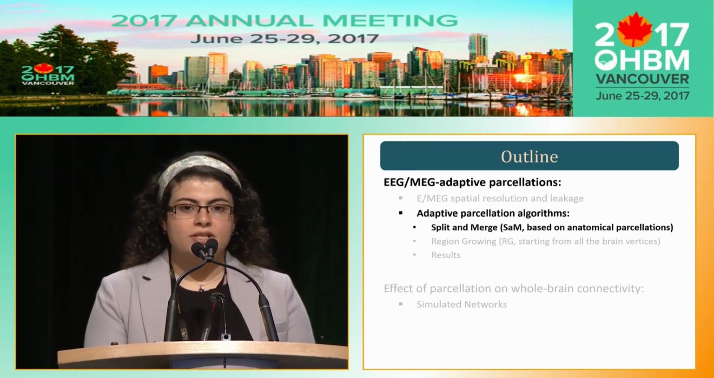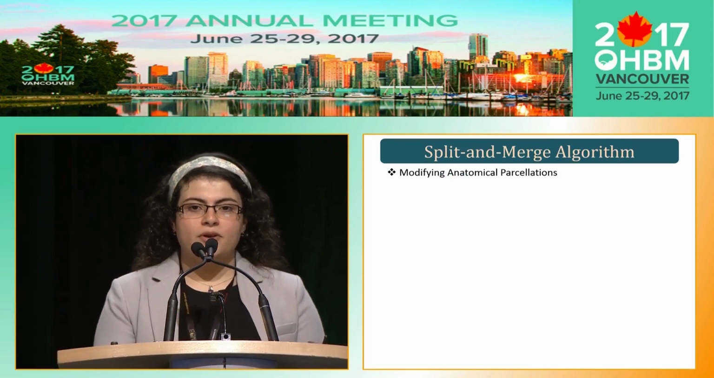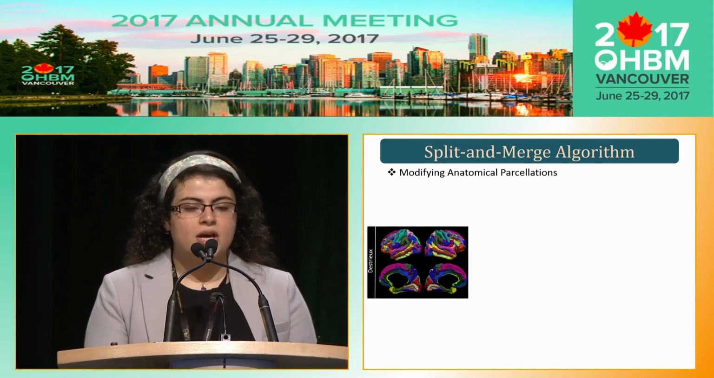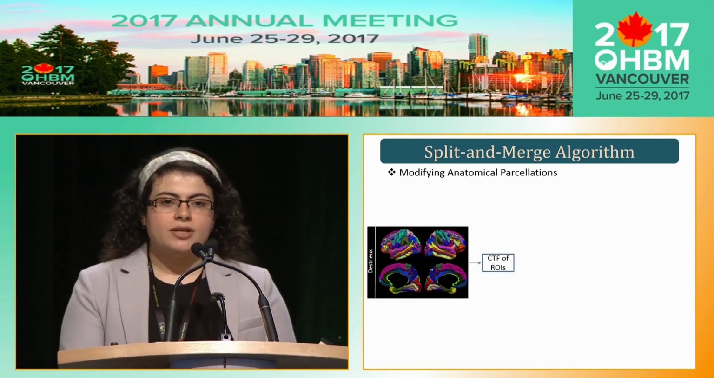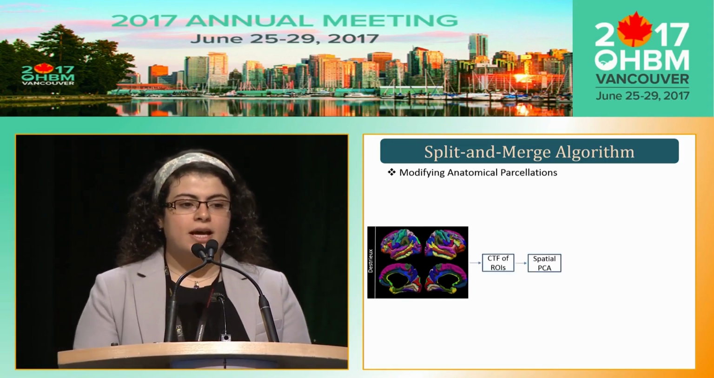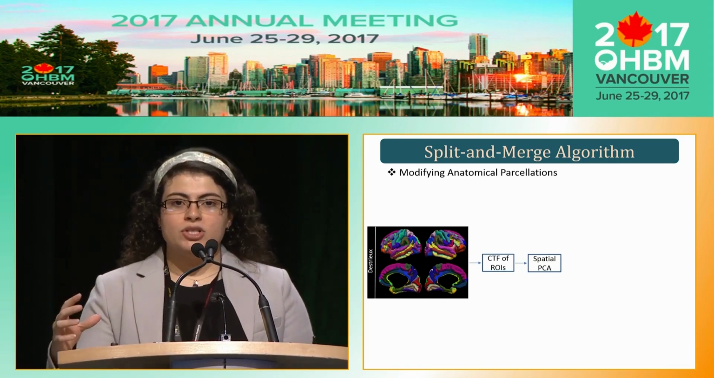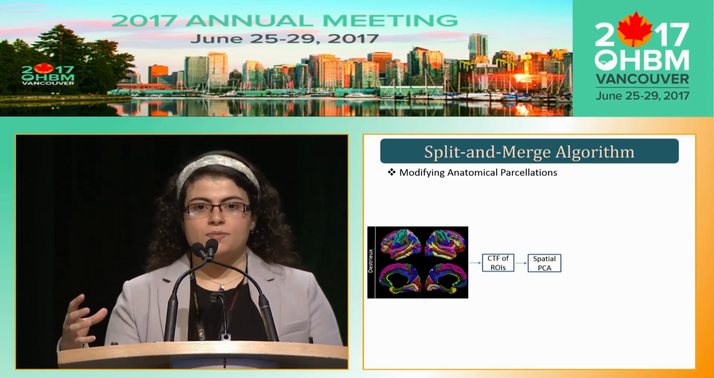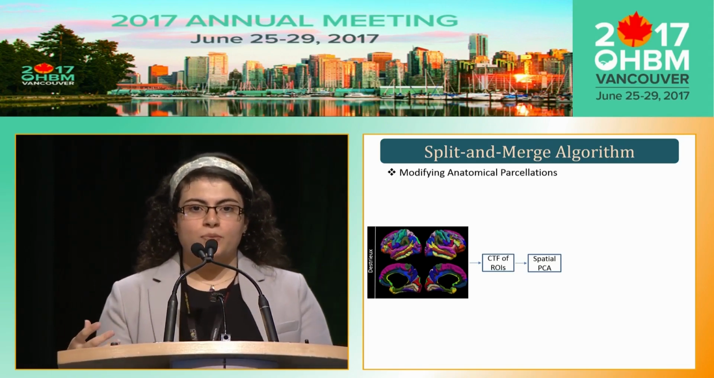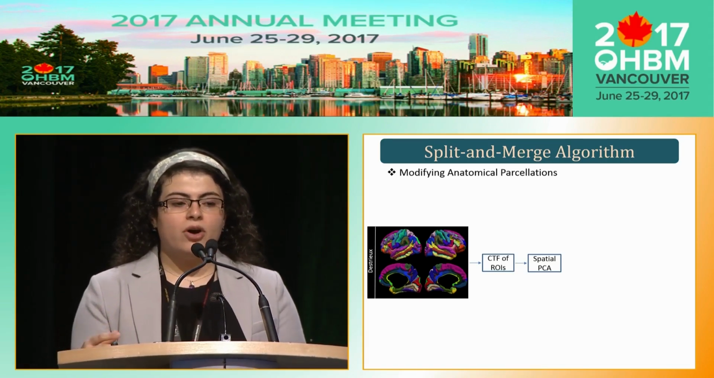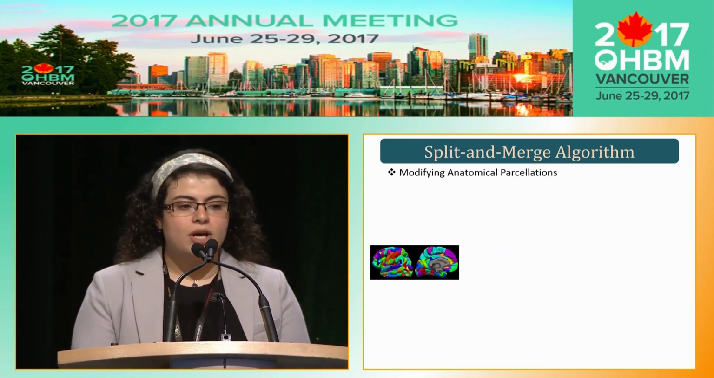In the first one, the split and merge algorithm, we start from anatomical parcellations and we modify them based on the crosstalk functions. For example, here we started from the Destrieux atlas. We find the CTFs for each of the ROIs, and for each ROI, we identify how many principal components are required to explain more than 90% of the variance of its crosstalk function. And if we required more than one principal component, we will split that ROI into several ROIs. Then we obtained a set of split parcels.